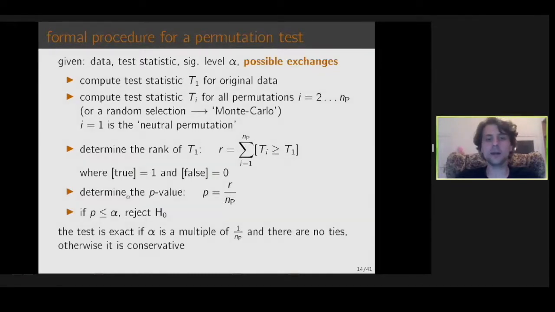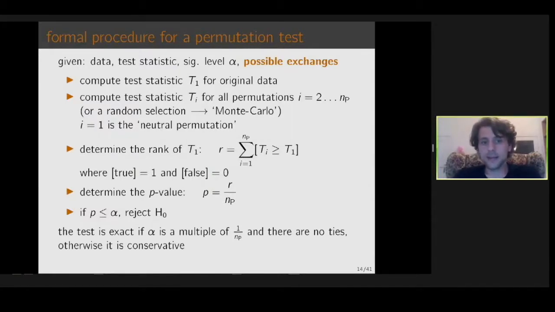Finally, we can calculate the p-value by dividing the rank by the number of total permutations. And if the p-value is smaller than or equal to the significance level, we reject the null hypothesis, accepting that there is a statistically significant effect.